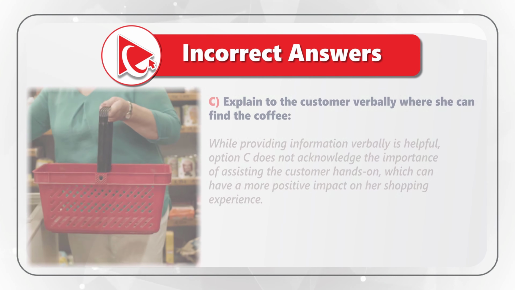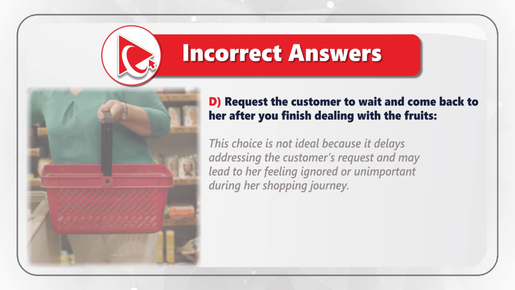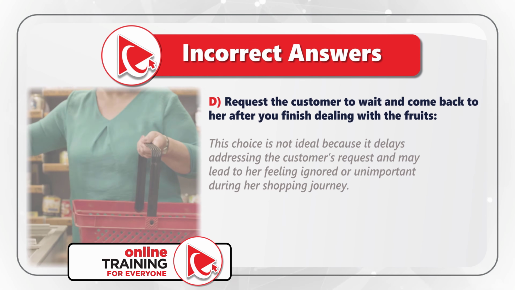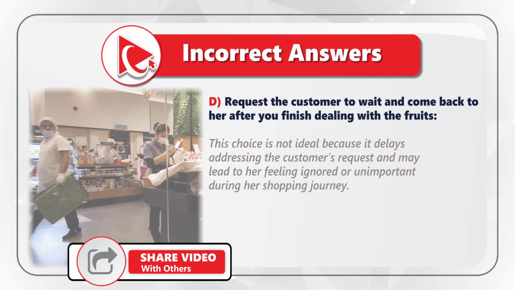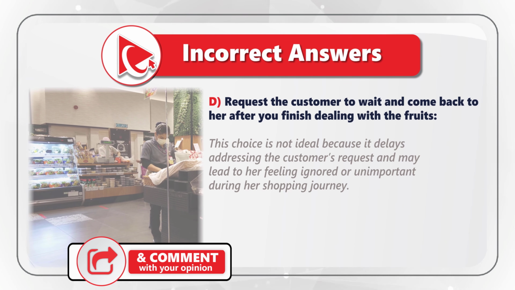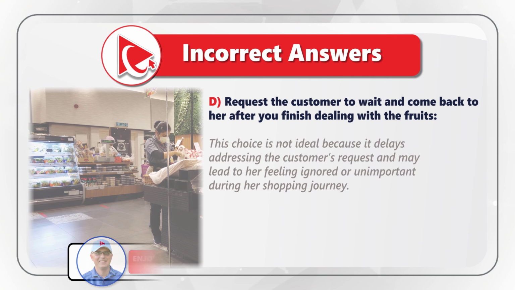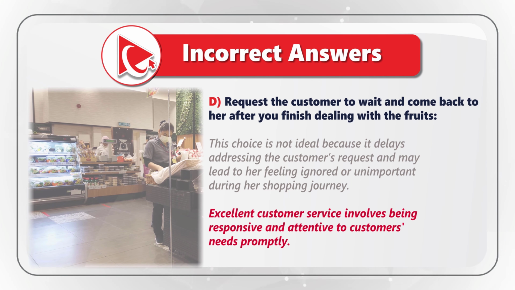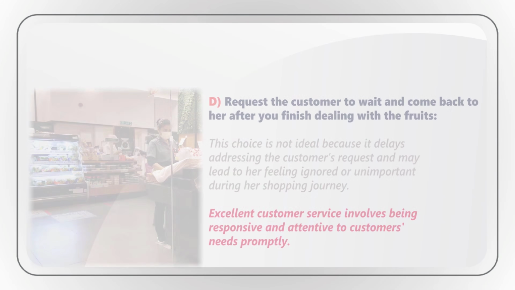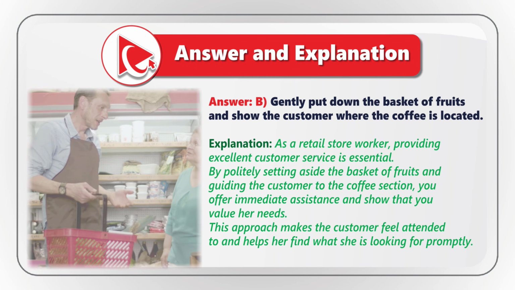And last but not least, choice D, request the customer to wait and come back to her after you finish dealing with the fruit, was eliminated because this choice is not ideal. It delays addressing the customer request and may lead her feeling ignored and unimportant during her shopping journey. Excellent customer service involves being responsive and attentive to customer needs promptly. This leads us to the choice B as a final answer.